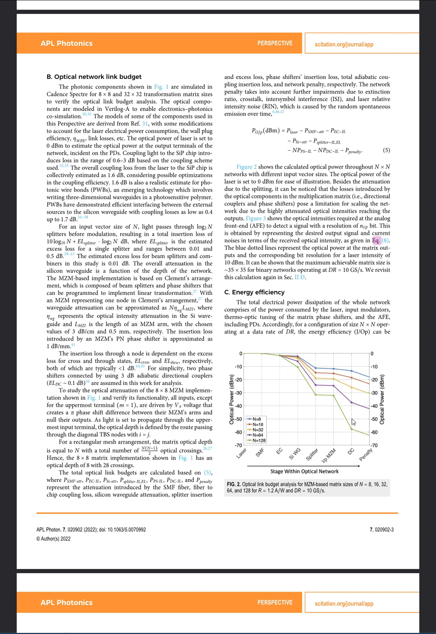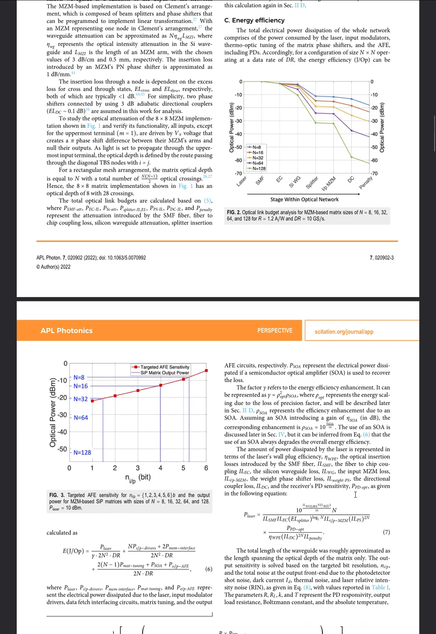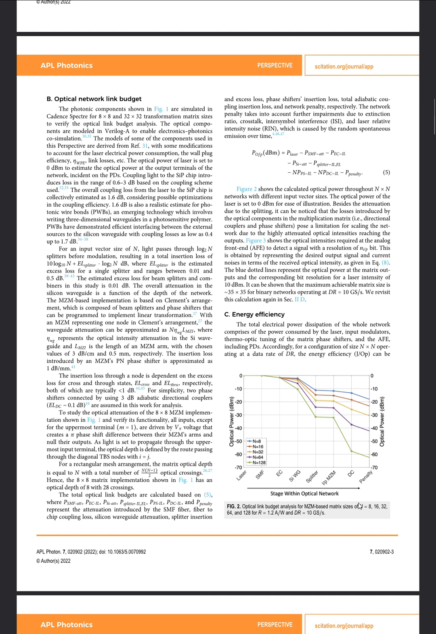Furthermore, writing 3D waveguides into a photosensitive polymer demonstrated efficient interfacing between external sources and the silicon waveguide. For an input vector, light goes through splitters before modulation, and the insertion loss for these Mach-Zehnder modulations is approximated to be 1 decibel per millimeter. Next is the insertion loss. The insertion loss through a node is dependent on the excess loss for the cross state and the excess loss for the through state. Two phase shifters are connected using 3 decibel adiabatic directional couplers.